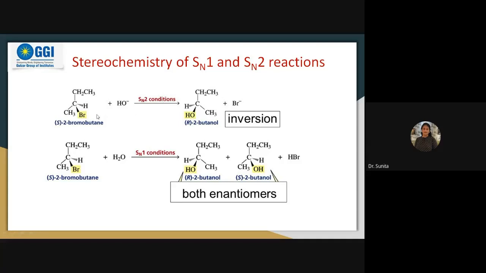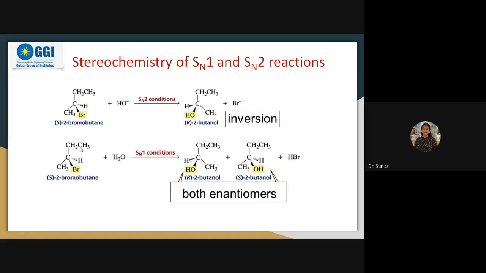So here you can see it is undergoing SN2 conditions. Then OH will replace the bromine, but the attack of OH will be from the back side. If bromine is on this side, OH will be on the opposite side, not over here, so this CH3 comes over to the right hand side. You can see that inversion of the geometry takes place in the SN2 mechanism, right? So this is the stereochemistry of SN2 reactions.